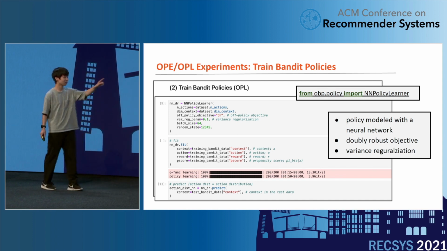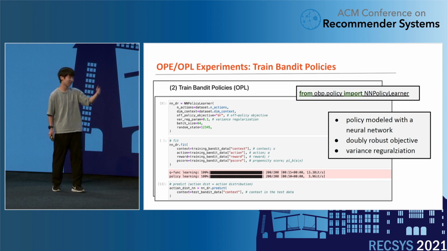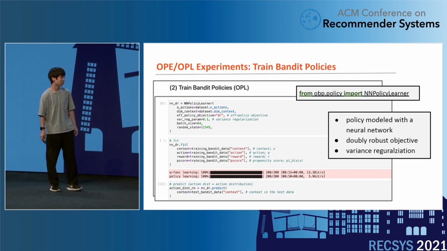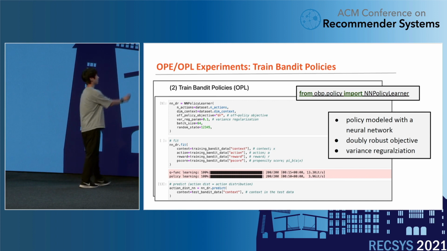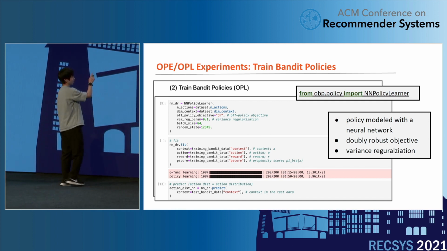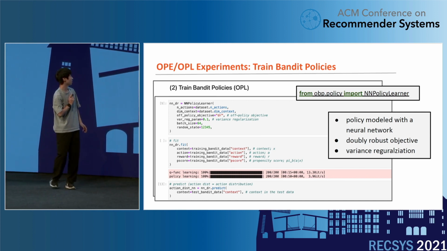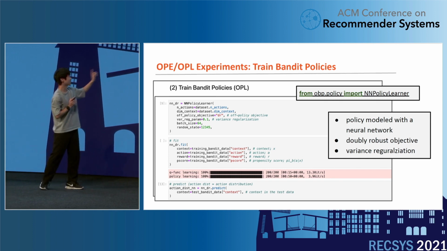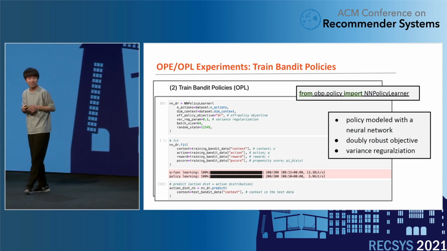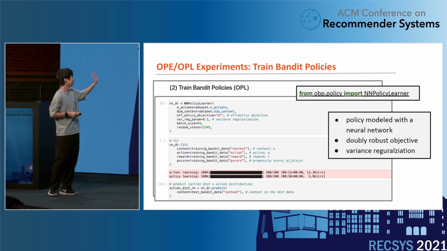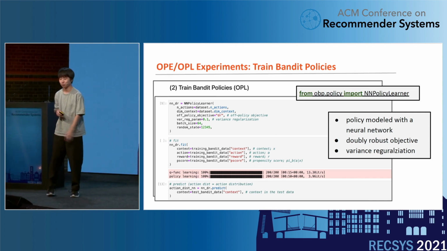And also Thorsten mentioned that there is a variance regularization technique. You can do that by activating the variance regularization, by setting a positive hyperparameter, now 0.1, to the variance regularization parameter, which is pretty simple to use. And also we can set the batch size or some other standard hyperparameters, of course.